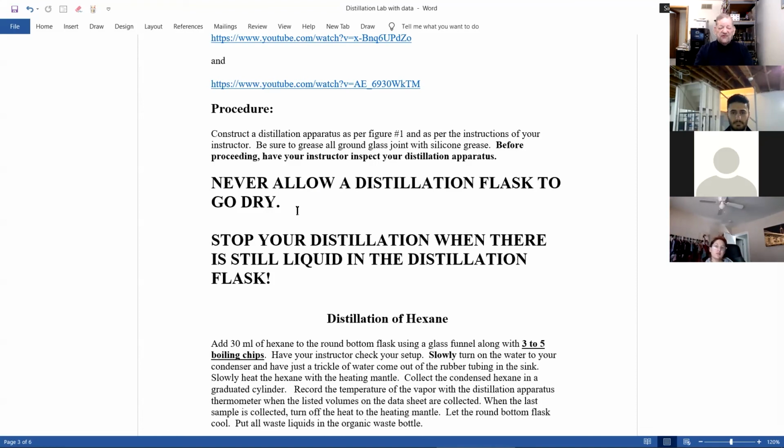Now, when we do this face-to-face, I have the students put in 30 milliliters in the round bottom. This is a small one. We use much bigger ones. This is a 15 milliliter. And they're only taking out 12, 15 milliliters. So there's always going to be a lot left. And when you're done, you take the round bottom and the heating mantle and lower it and let the round bottom cool off and then get rid of the waste.